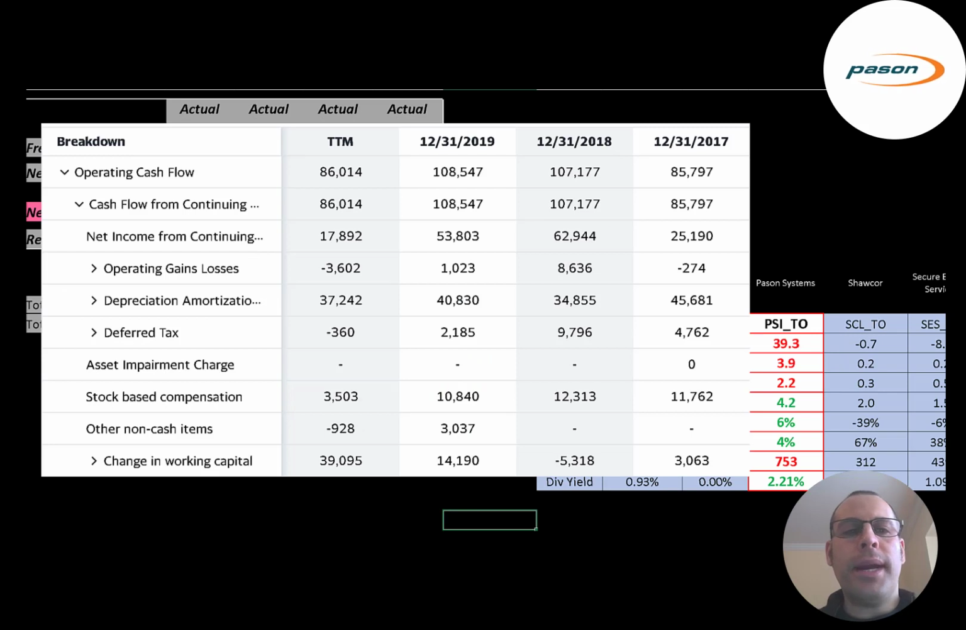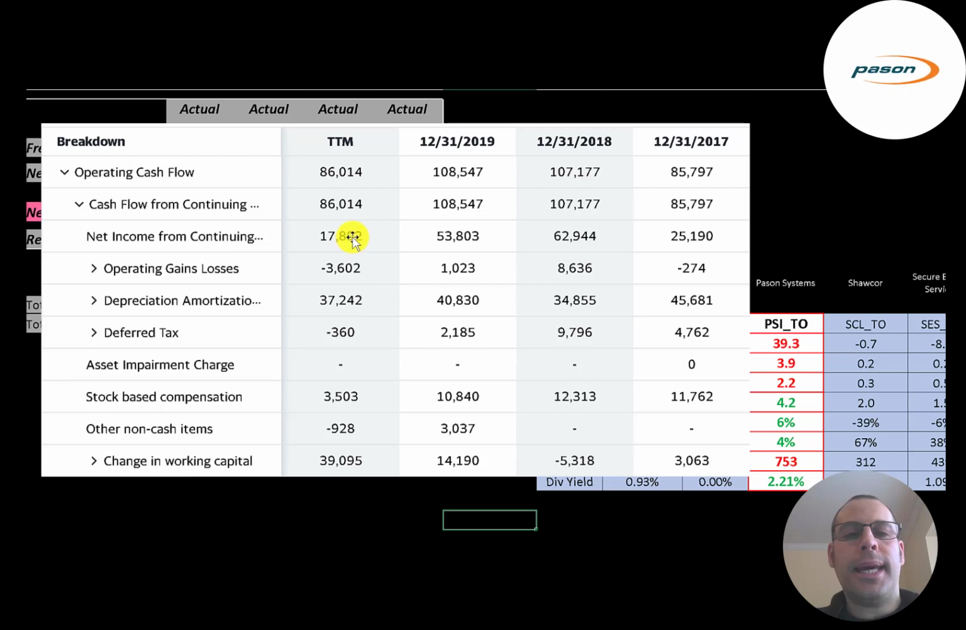The most important part of any business is their operating cash flow. And this company does seem to be generating a sufficient amount of operating cash flow, $86 to $110 million a year. The way you calculate operating cash flow, you start with net income, and then you have to add or subtract the non-cash items on the income statement. We have to add back $37 million depreciation, $3.5 million of stock-based compensation. There was also a $39 million increase in changes in working capital. So even though the company reported $17 million of profit, they actually generated $86 million of cash flow.